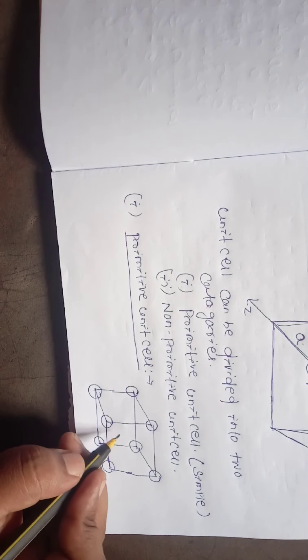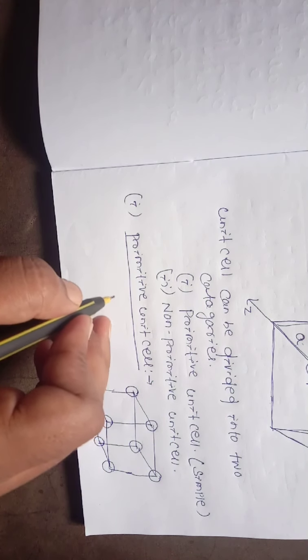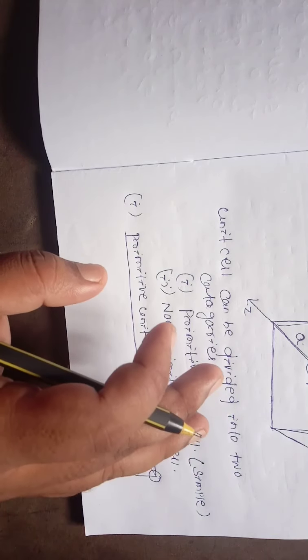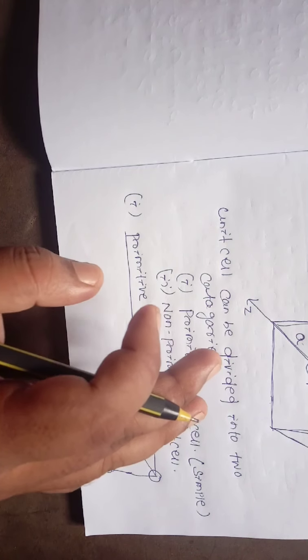So this is called primitive unit cell, and its definition is: the unit cell in which the constituent particles are present at the corners is called a primitive unit cell.